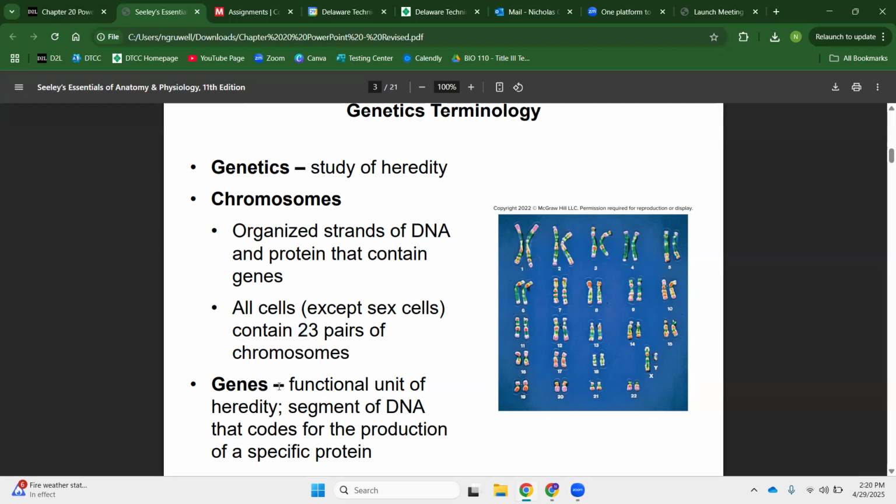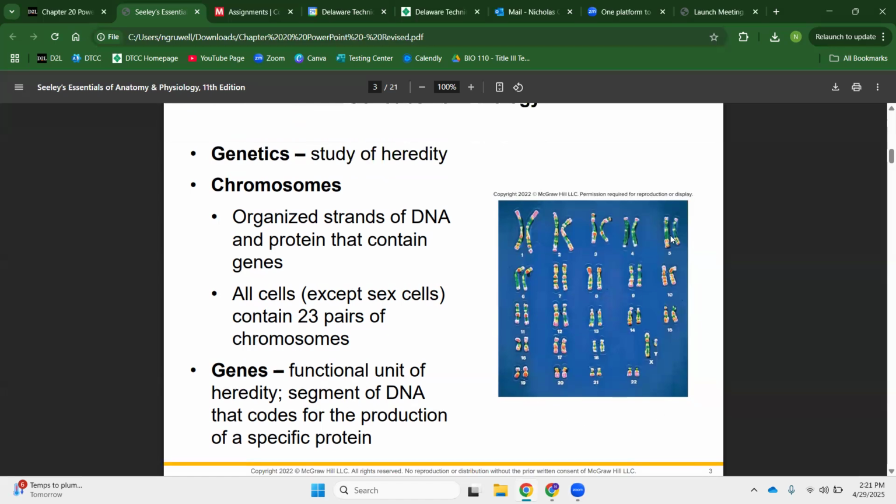And so a gene itself is what we consider a functional unit of heredity. That's something that we can study or watch as it's passed down from generation to generation. And it's a specific segment of the DNA that's going to code for the production of a specific protein. So that's why I often refer to DNA as a recipe, because it has the recipe for all the different proteins that make up everything that functions within the body. And remember, these proteins are produced by the ribosomes. That's what reads the recipe.